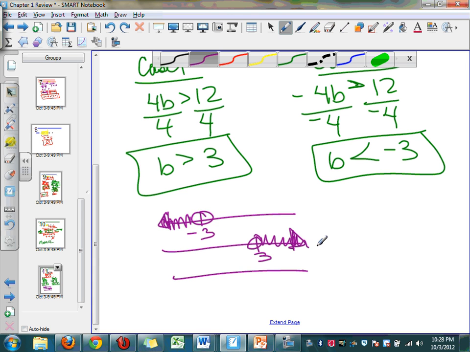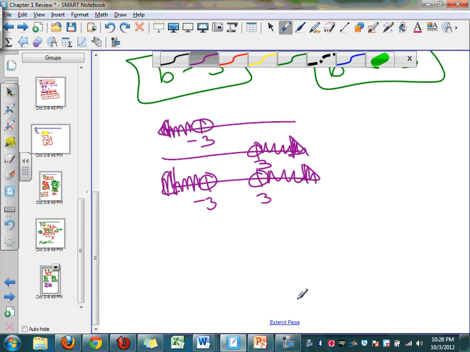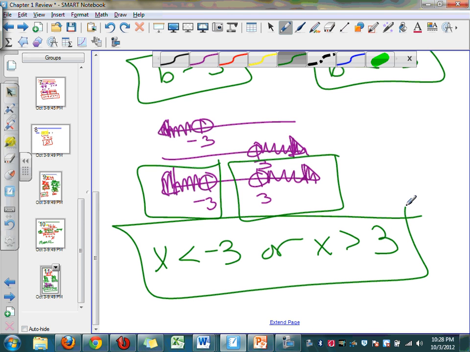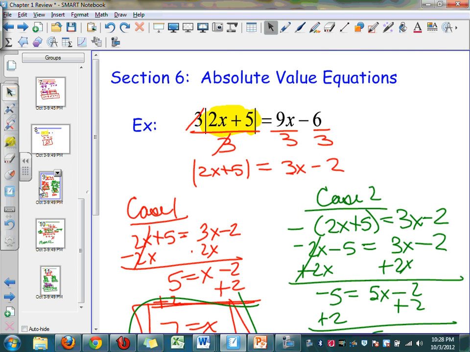Is this an and or an or, people? This is going to be an or because they're going in opposite directions. So therefore, I need to describe this from left to right. I describe this region first, and that's going to say x is less than negative 3, or, describe this region second, x is greater than 3. And there is your absolute value inequality. There's no checking on inequalities that are absolute value. You only check your answers whenever you are doing equations such as this example right here.